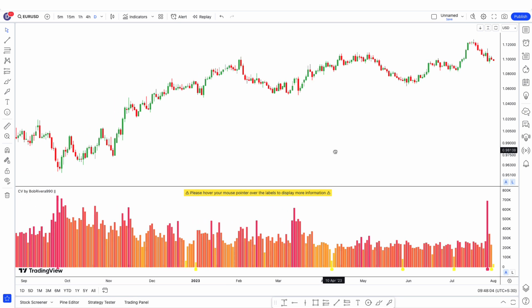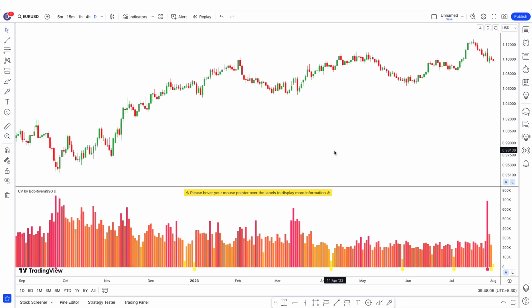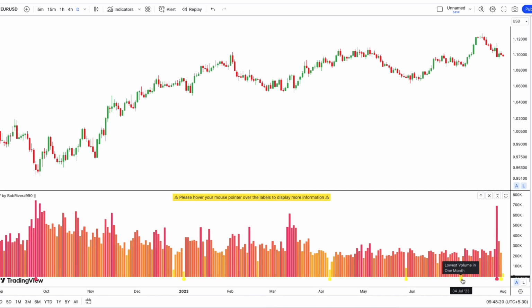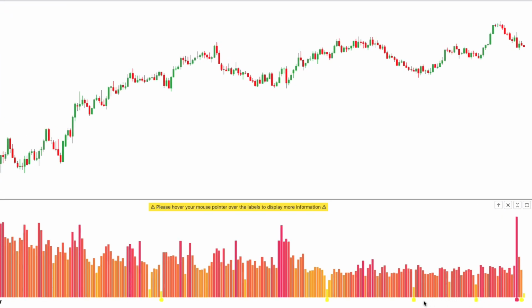But the difference is that it shows the minimum and maximum volumes in different time periods here with the help of these labels. If we hover our mouse on these labels, it gives us some details. For example, here it says lowest volume in 3 months. Which means in the past 1 month here we have the lowest volume in the past 30 days. Or here, for example, highest volume in 6 months. So in the past 6 months here, we have the highest volume.